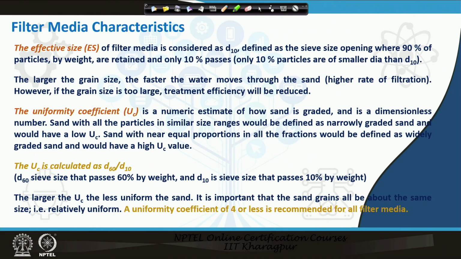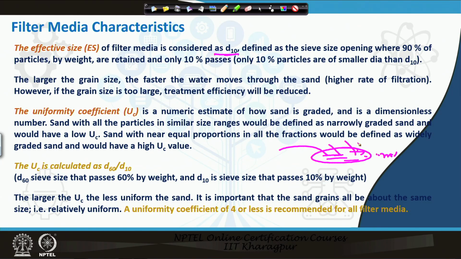Now, as we briefly discussed in the previous lecture, the filter media is characterized based on the effective size and the uniformity coefficient. The effective size of the media is considered as D10. D10 is defined as follows: let us say we pass some aggregate through a sieve, whatever the sieve size could be, let us say the sieve opening is of size M.